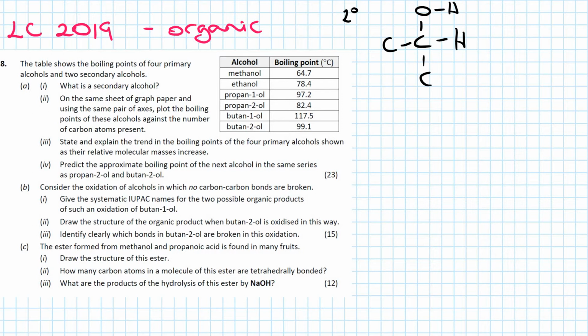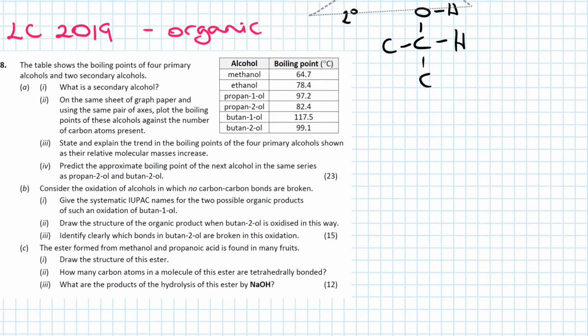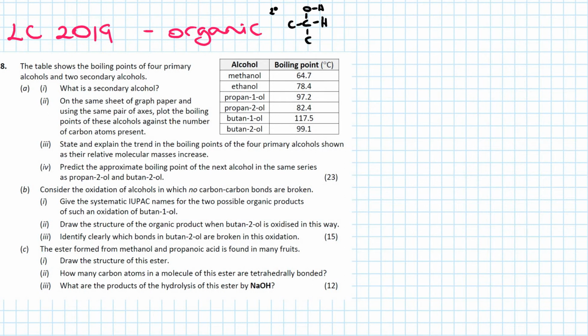It's when you have two carbons attached to the carbon bearing the OH, or else one hydrogen attached to the carbon bearing the OH. And I'm just going to change them just to OR groups just for simplicity. OR is just a generic group. Okay, we're then asked to draw a graph. Okay, I'm going to do a quick sketch of a graph here.